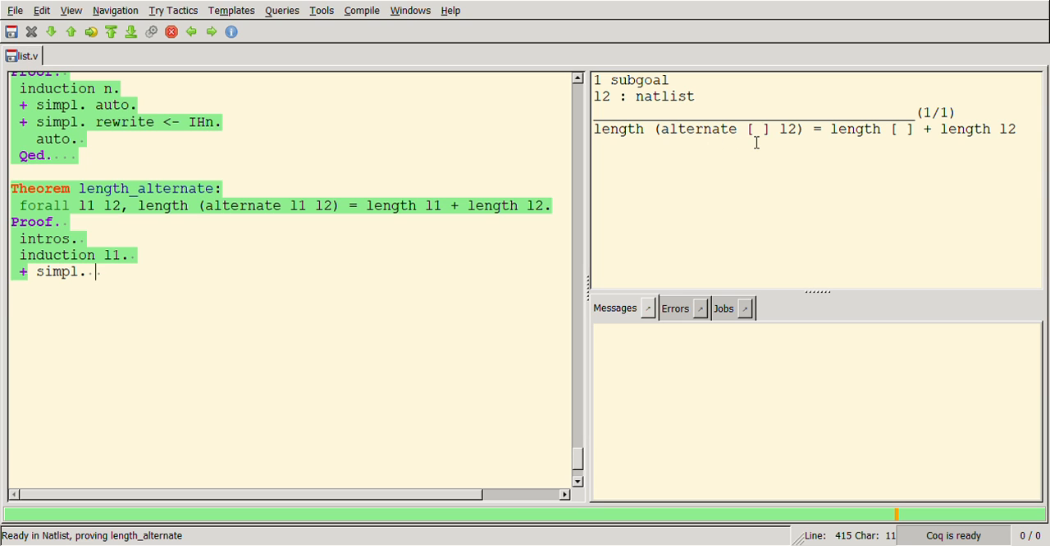obviously this alternate function has its first argument null, so it will be simplified. Also, this length has a null list, so it should also be simplified. But let me compile it. Okay, so this is simplified to 0, and this 0 plus some number is simplified to that number, and alternate of null and L2 is reduced to L2, so we get length of L2 on both sides, and this can be closed easily using the auto tactic.